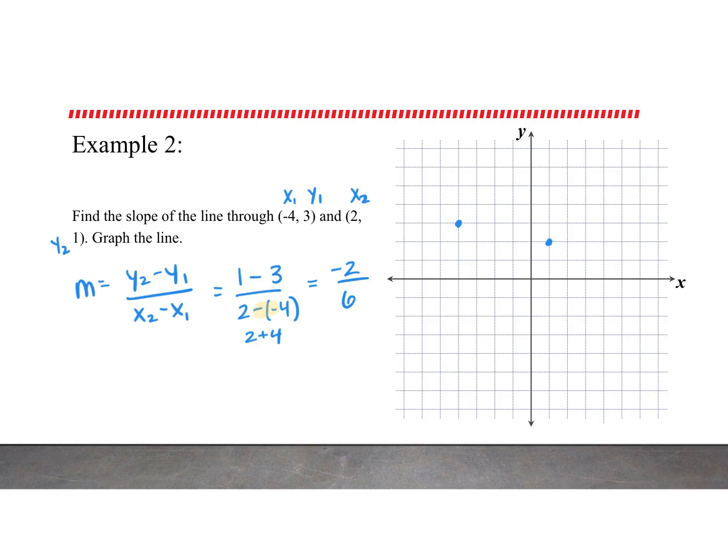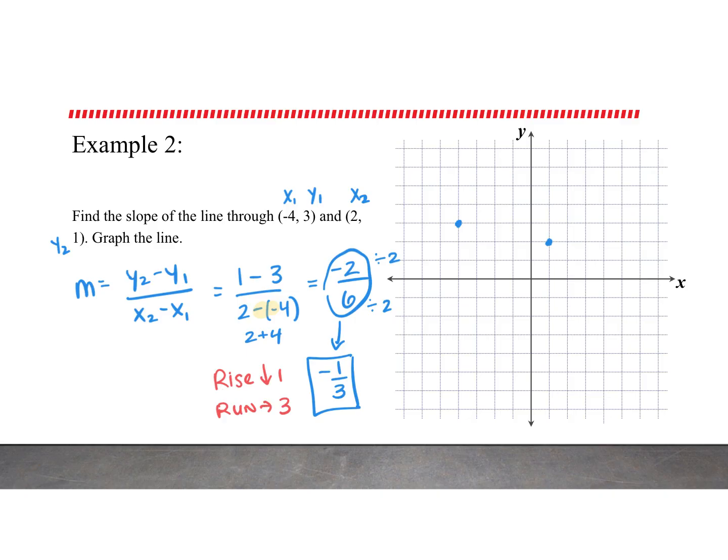Because with slope, we're going to be having some fractions in here. I notice that this can be simplified by dividing both the top and bottom by the same number. So I could divide a 2 from both of these, and this simplifies to -1/3. So that means for our rise, we're going to go down 1 because it's negative. And for our run, we're going to go to the right 3.